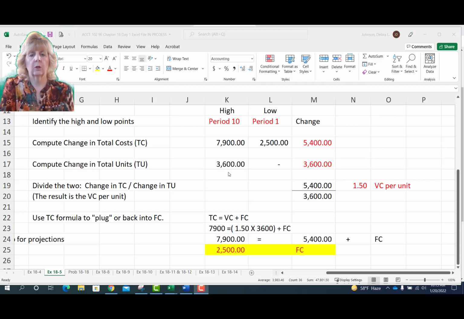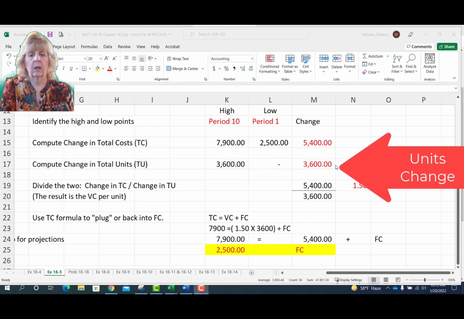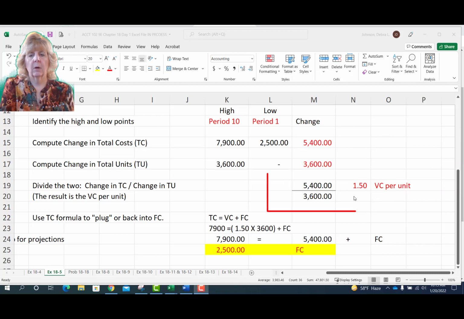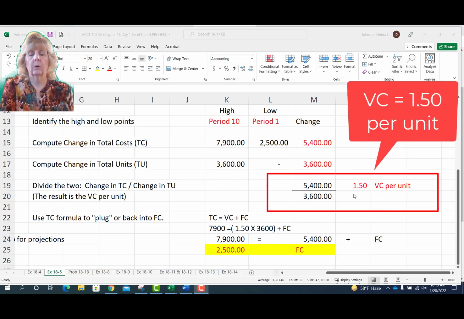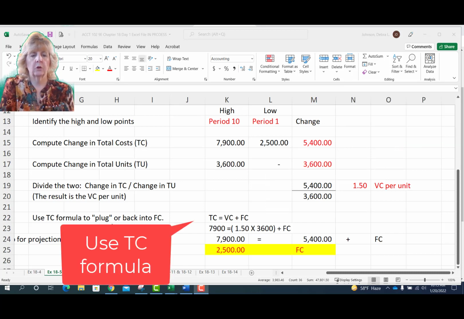Next step, we took the change in total units, and we came up with 3,600 units. We divided the two to come up with a key figure, the variable cost per unit. Then we can choose either of the two points, either the high period or the low period, to use the total cost formula to back into the fixed costs. The total cost formula is that total cost equals the sum of variable costs and fixed costs. I chose the high point, but you could also choose the low point.